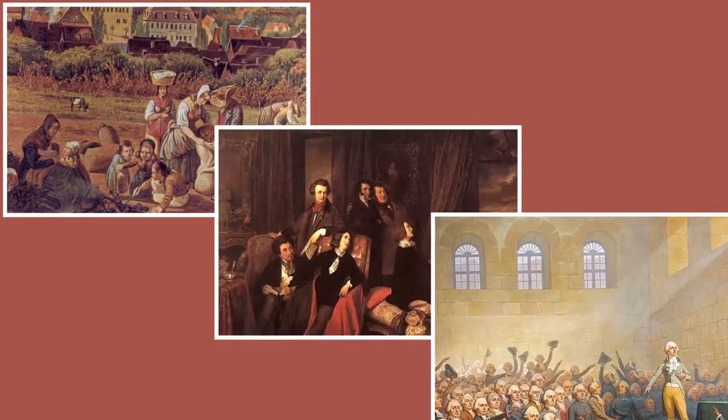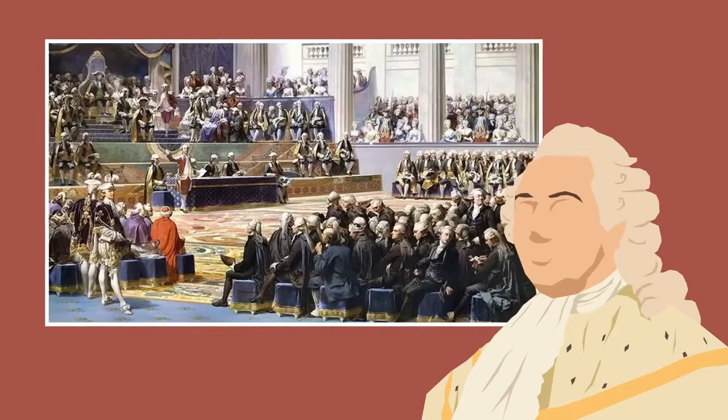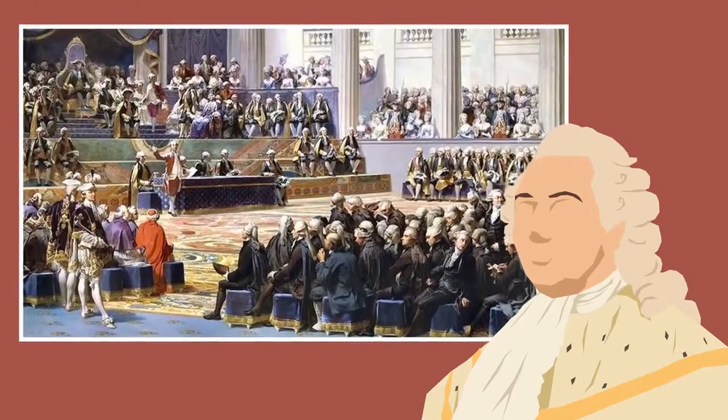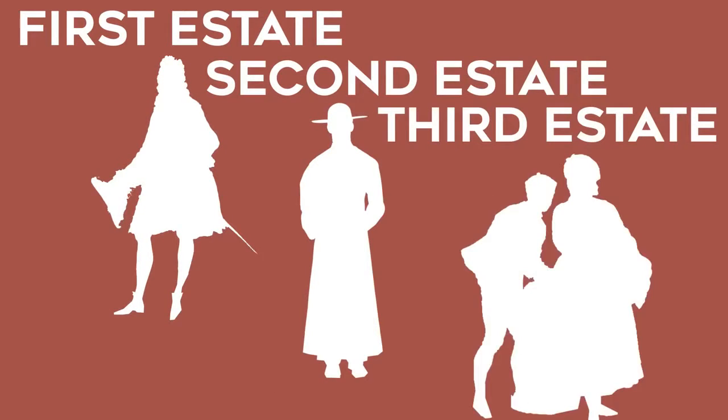make any meaningful change. Louis XVI, King of France at the time, called a meeting of the Estates General, who hadn't met since 1614. The Estates General was formed by the First Estate, the nobility, the Second Estate, the clergy, and the Third Estate. Pretty much everyone else.